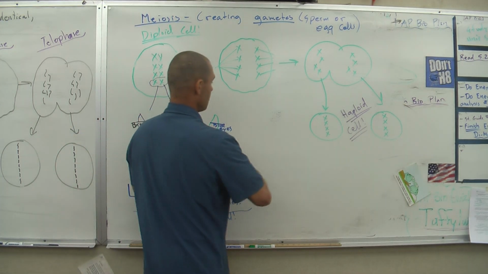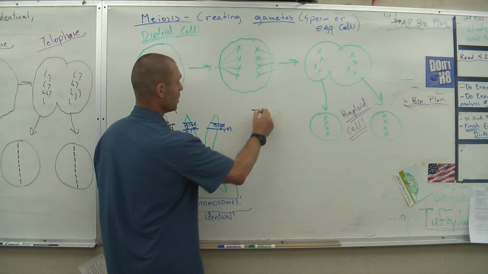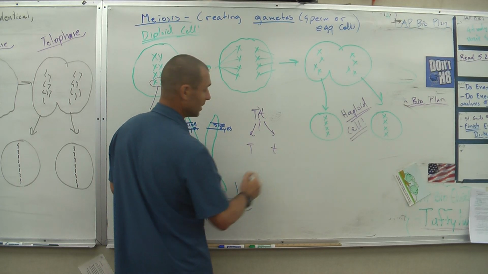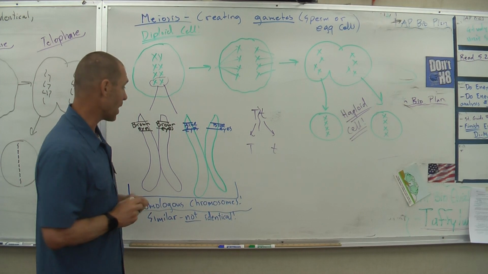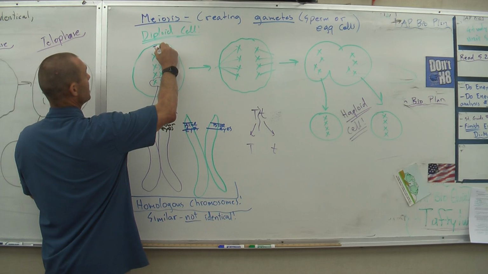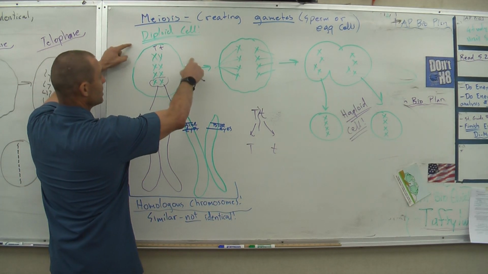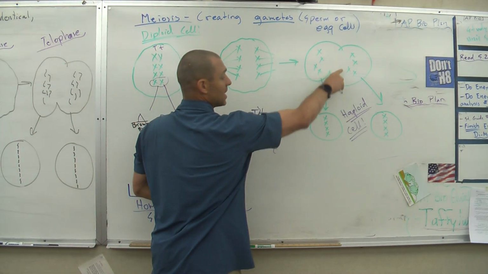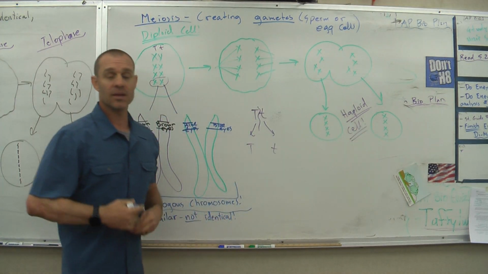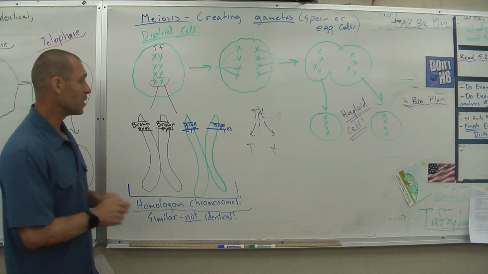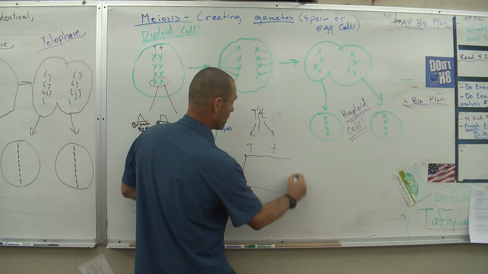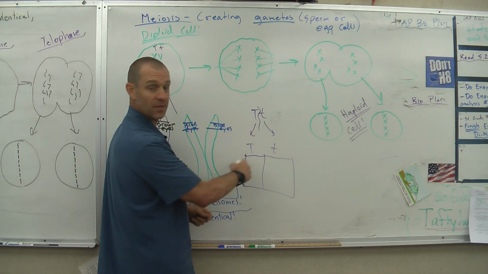If I start with big T, little t, those split, and the big T goes to one cell, and the little t goes to a separate cell, okay? And so that's what's happening here. Imagine this is big T and this is little t. Well, they split, they go to opposite sides of the cell, and the big T goes to one sperm or egg, and the little t goes to the other sperm or egg. Well, which one ends up fertilizing and making the baby? Well, that's why we create the Punnett square, because it's a 50-50 chance.